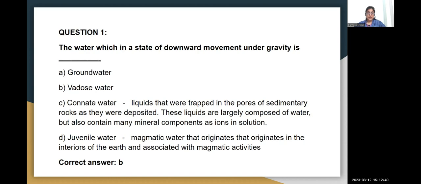So the answer here is Vadose water, the water which is in a state of downward movement under gravity. Now we might have a doubt as to why not groundwater. Groundwater is generally the water after the gravitational action, water which was subjected to the effects of gravity. Once it is drained out or once it stops moving, it gets accumulated as groundwater.